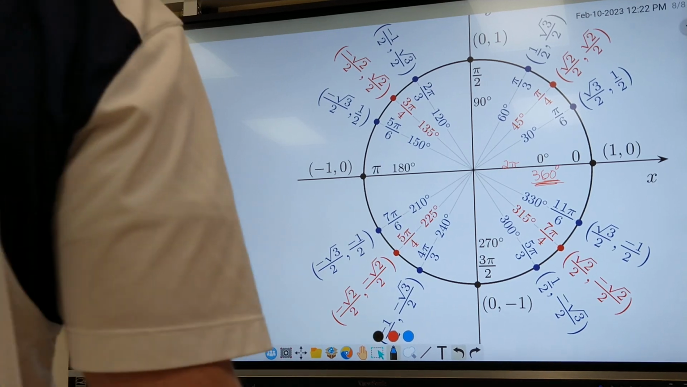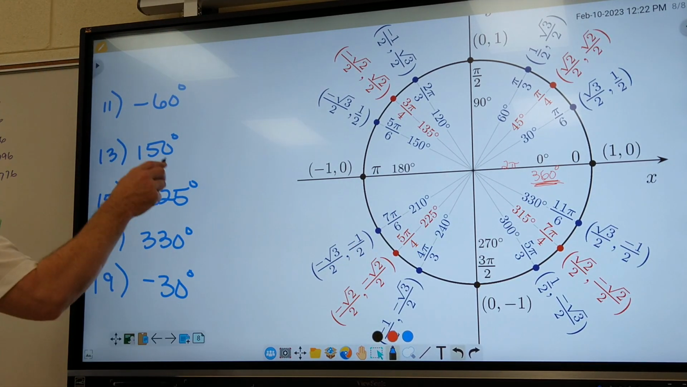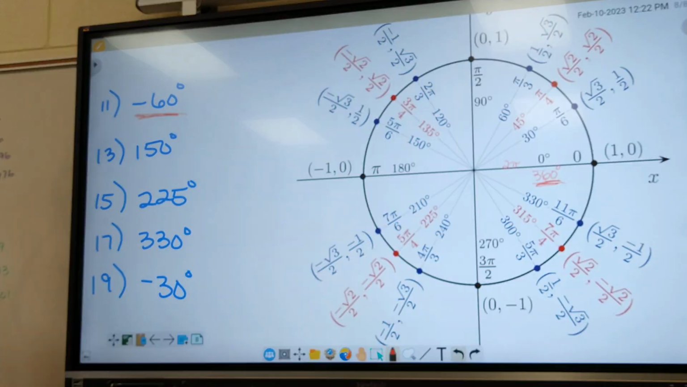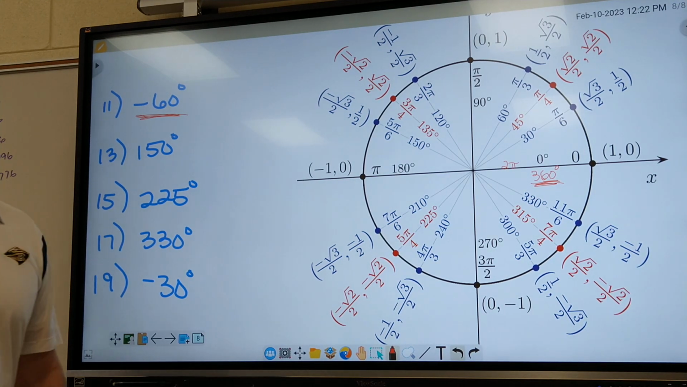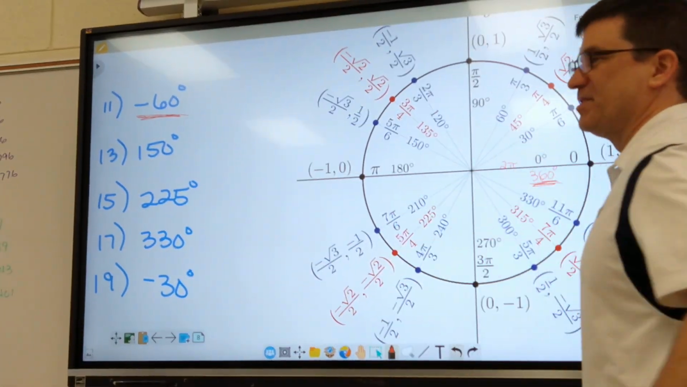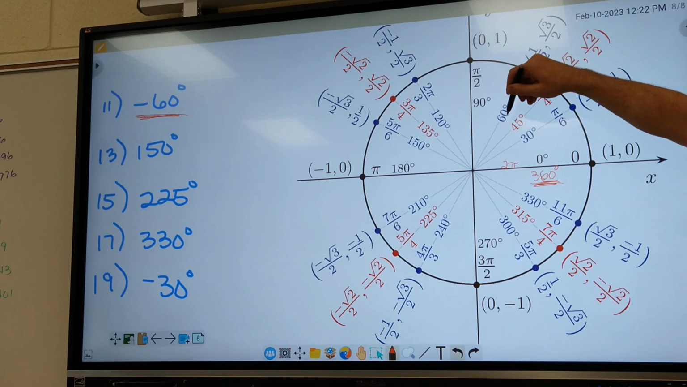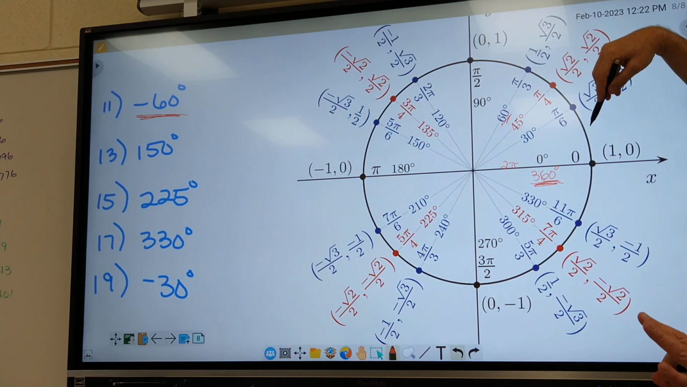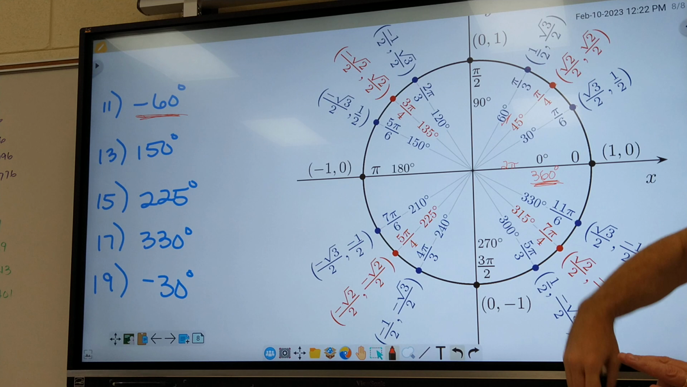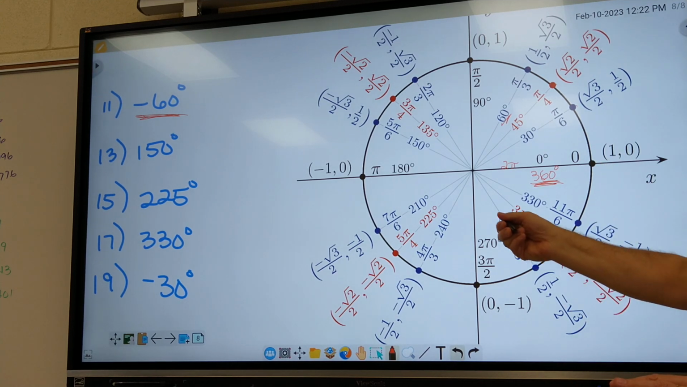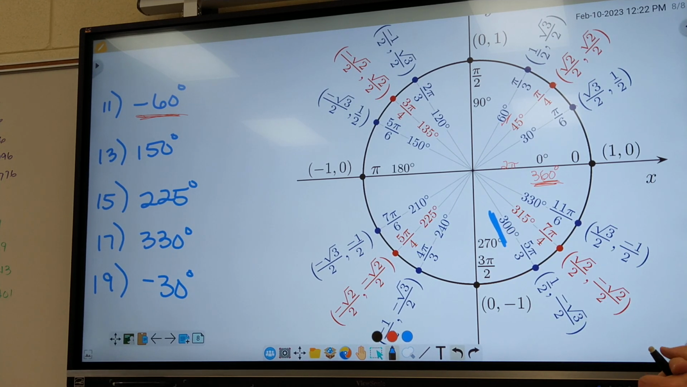So all a reference angle is, well, first before we talk about reference angle, let's go to negative 60 degrees. And let's find that on your circle. How do we do that? Where is positive 60 degrees? Forward 3 spaces, right? 1, 2, 3. So where's negative 60? Back 3, it's right there, 300 degrees.